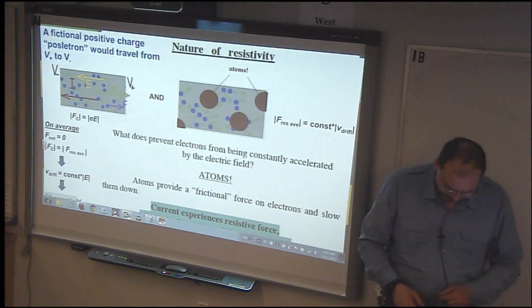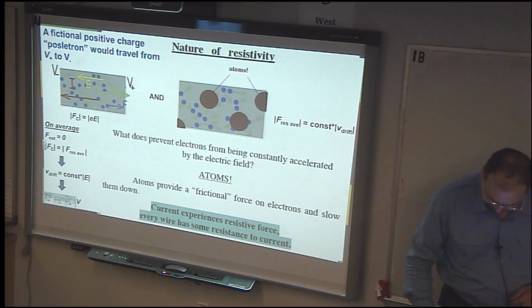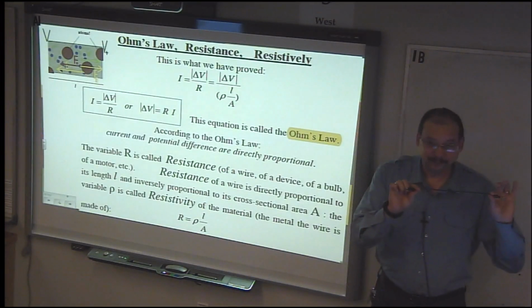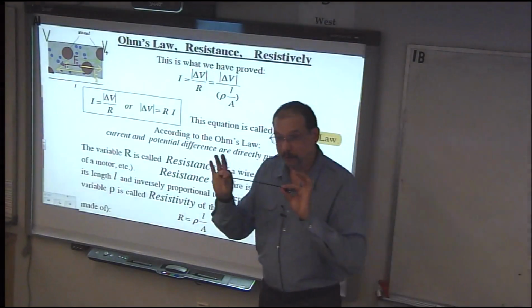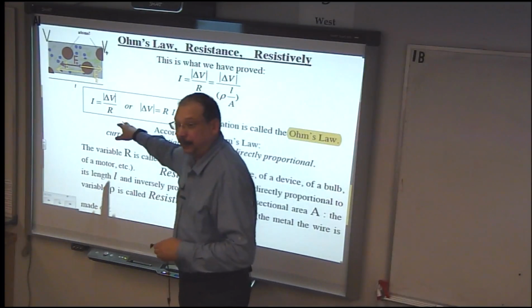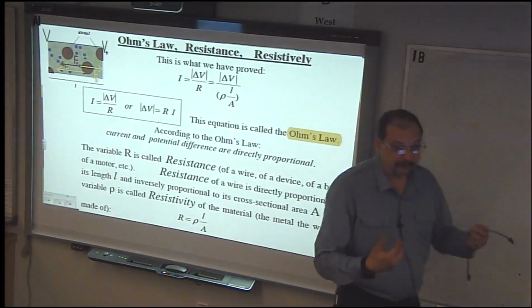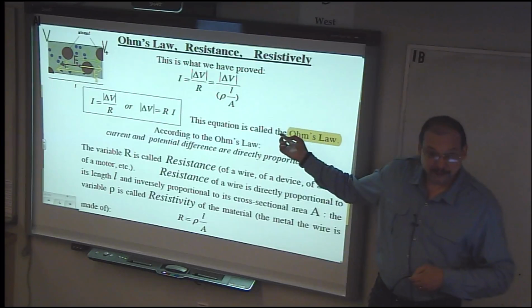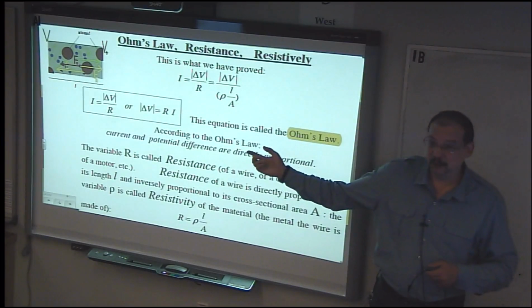This relationship between how much voltage is applied and how fast electrons travel, which is basically a current, has been experimentally derived, again, hundreds of years ago by a physicist with the name Ohm. That's why this relationship has a name, Ohm's law.